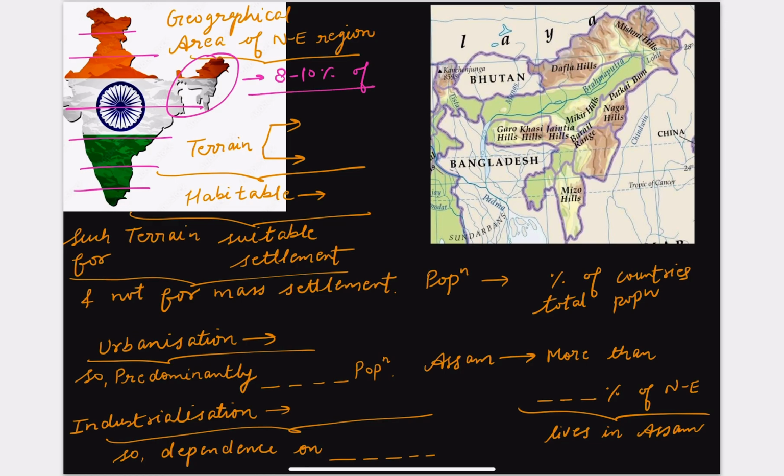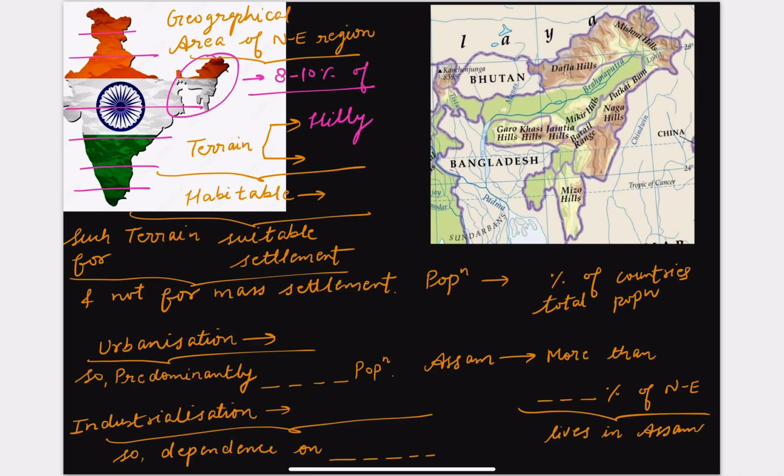Okay. Now have a look at the map on the right hand side. Here you can see that this brownish area is represented as mountainous area. Here you can see the Dafla Hills, Naga Hills, Mizo Hills, and 3 famous hills of Meghalaya, which are Garo, Khasi, and Jaintia Hills. So what can you say about this northeast region? The terrain is mostly hilly terrain. Okay, so terrain is hilly.